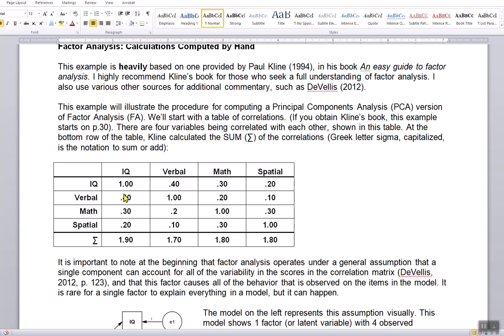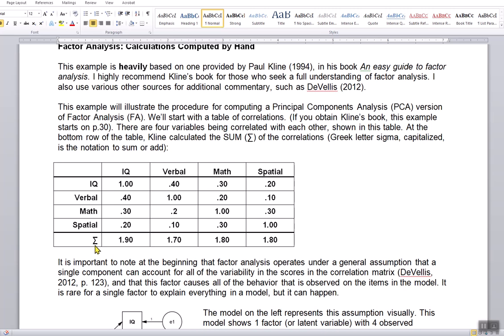So again, what we see here is a correlation where IQ correlated with itself is 1, verbal correlated with itself is 1, etc., going down the diagonal. And then IQ correlates with verbal at r equals 0.40, IQ correlates with math at r equals 0.30, etc. And again, this is fake data, so the numbers don't actually represent any real measurements.